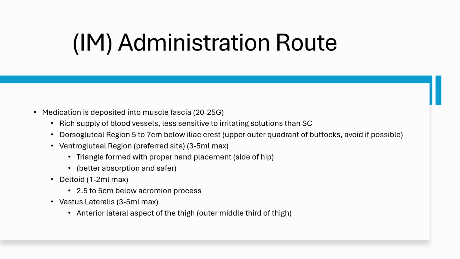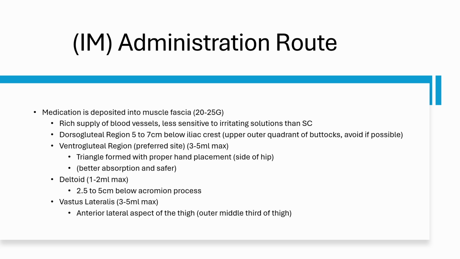The preferred site of intramuscular injection is the ventral gluteal region instead. This site is safer and offers better absorption of the medication. The recommended amount of medication that should be administered in this site is 3 to 5 milliliters.